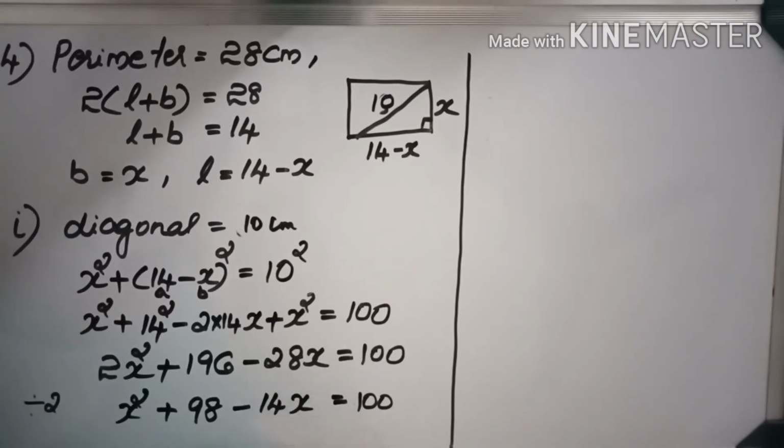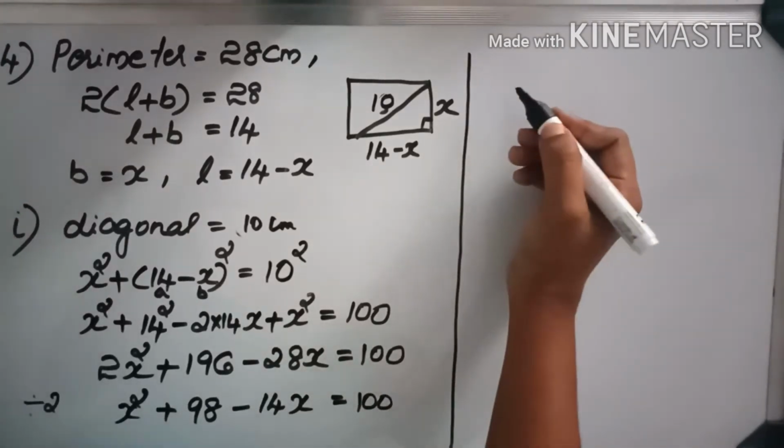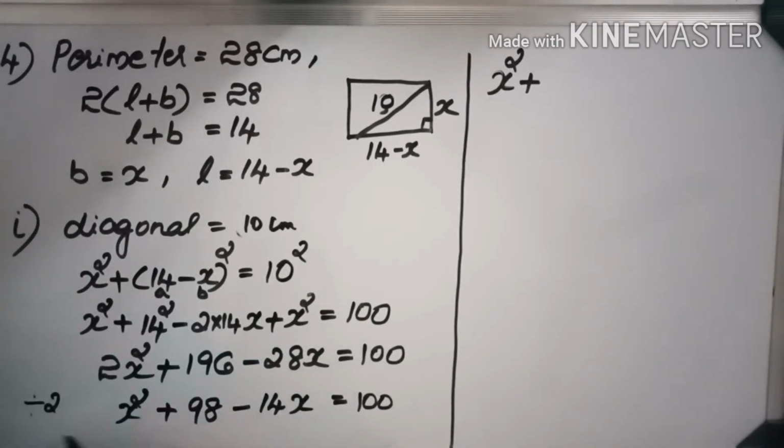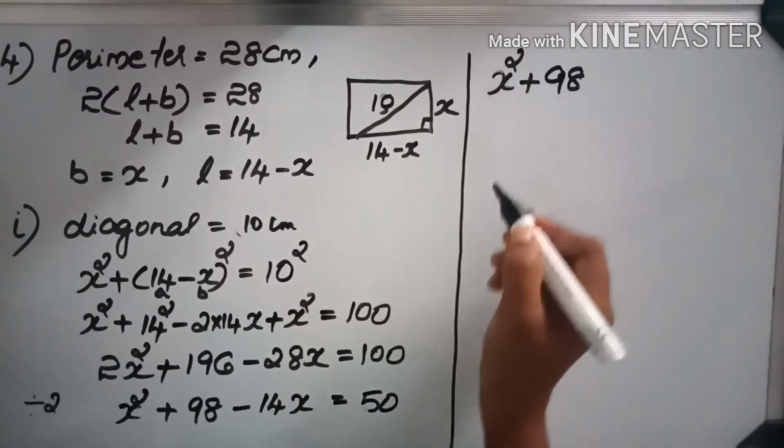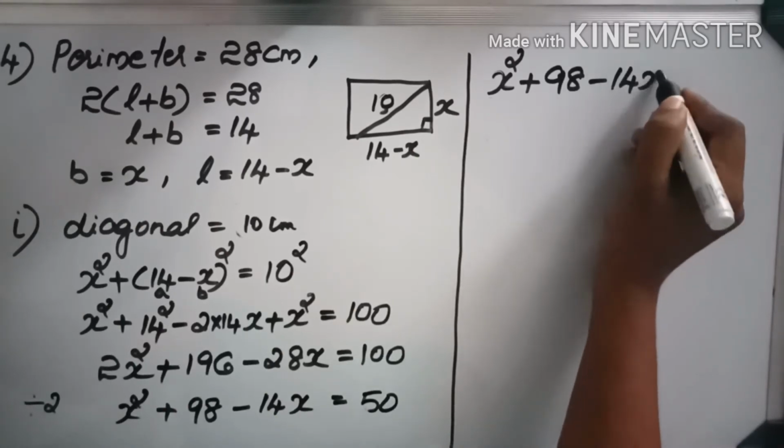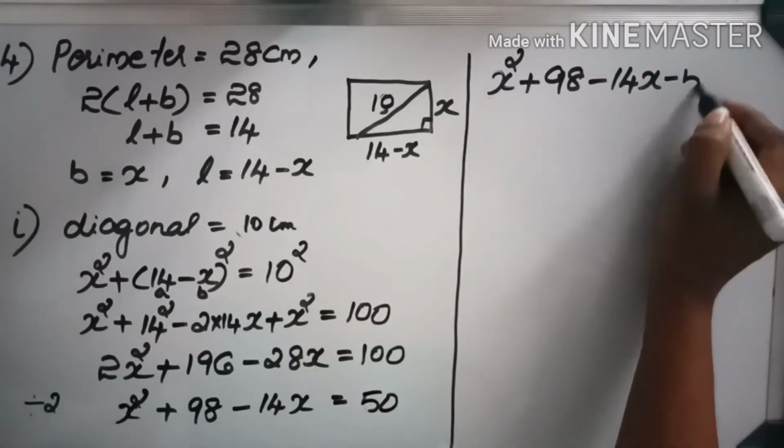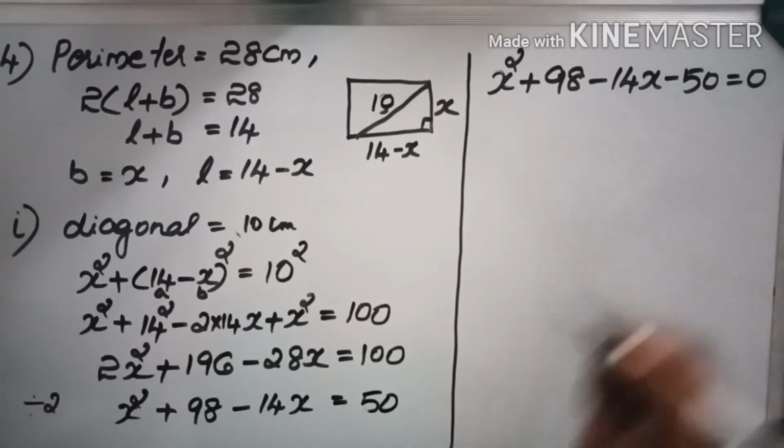Now in the next step, let's change the 100 to this side. So here what will the answer be? One more change will be here, because in this step we divided by 2. We are dividing this equation with 2. So x square plus 196 by 2 is 98, 28 by 2 is 14. 100 by 2, here the answer is not 100, it will be 50. Now here it will be x square plus 98 minus 14x plus 50, come to the next side, it will be minus 50 equal to 0.